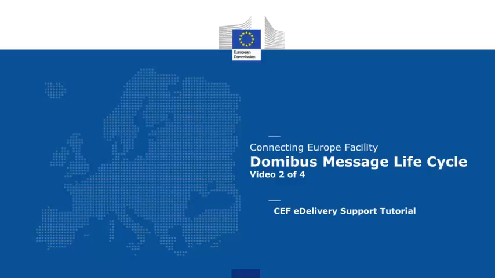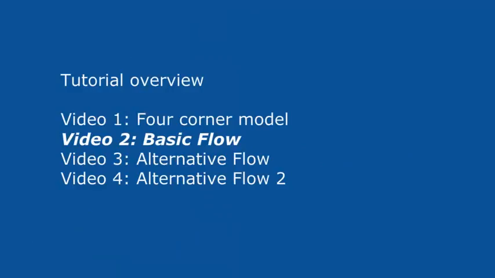Today we'll be going over the second video of the tutorial for the message lifecycle for Domibus. In the first video of the series, we had covered the four-corner model. It was a short overview describing the different components of the model and how they function. In this video, we will go into more detail about the basic flow.